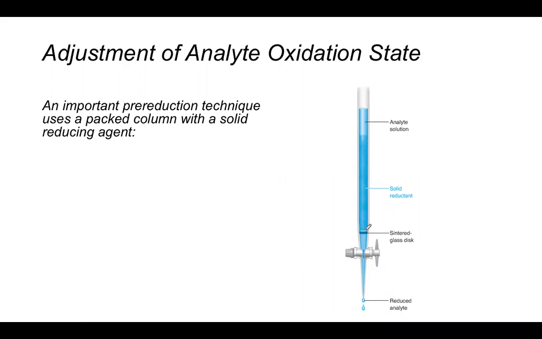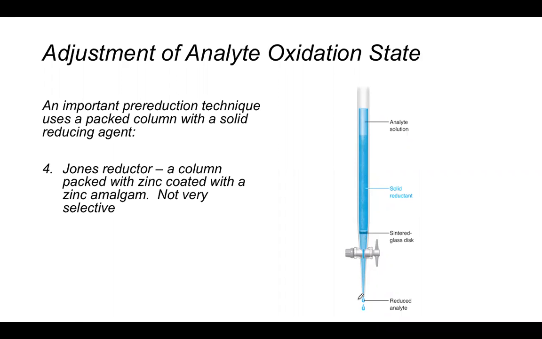In this case, we pack the column with this sort of setup here, which looks similar to a burette, but because of the sintered glass disc, it's not called a column. This column is packed with a solid reductant. So what happens is that the analyte solution filters through this over time, and as it interacts with the solid reductant, the analyte is reduced, so it is gaining electrons. Then it passes through the sintered glass disc, so that the solid reductant doesn't clog up the burette down here, and then we get the reduced analyte down at the bottom.